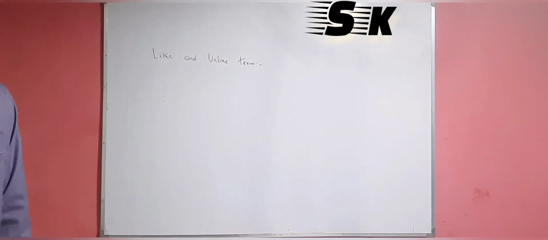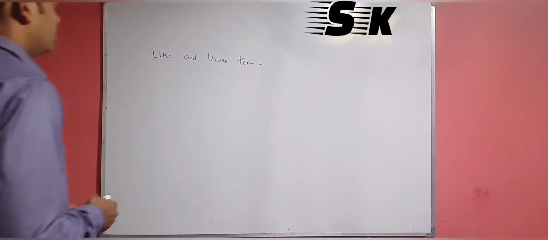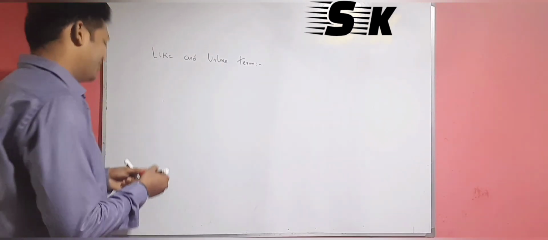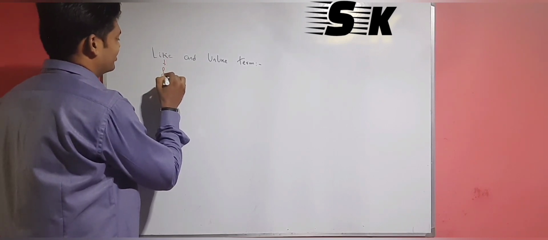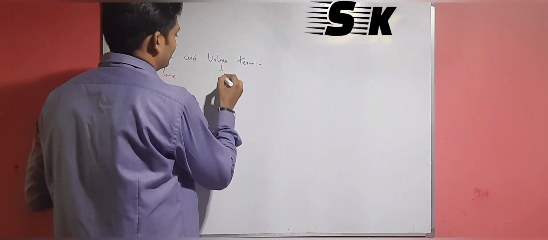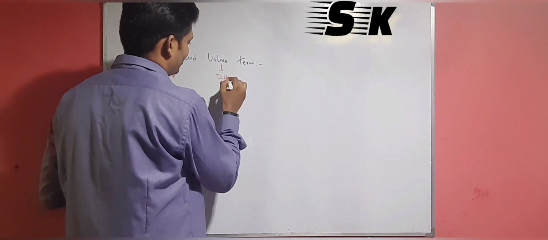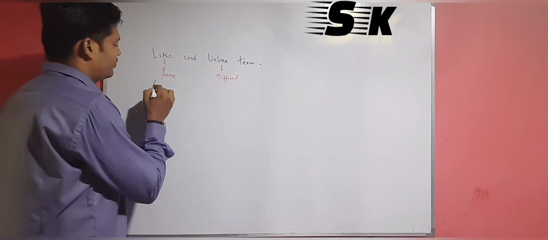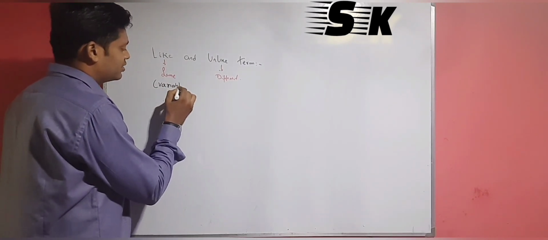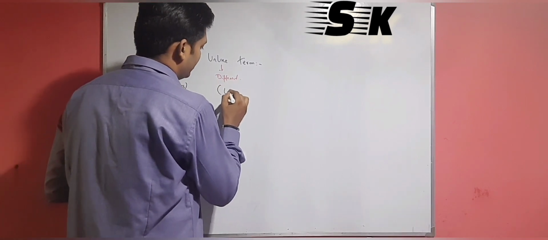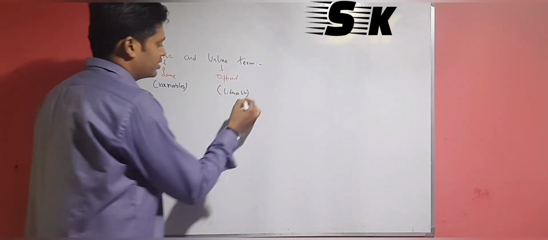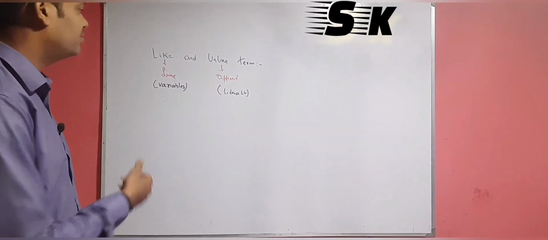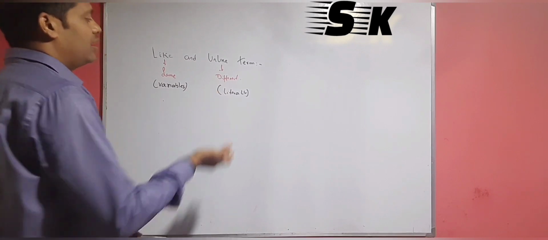Understood? Okay. Here, like means same, and unlike means not same, different. So what is same and what is different in this case? It is about the variables, or you can say literals. If the variables are the same and the literals are the same, then it is said to be a like term. If different, they are unlike terms.